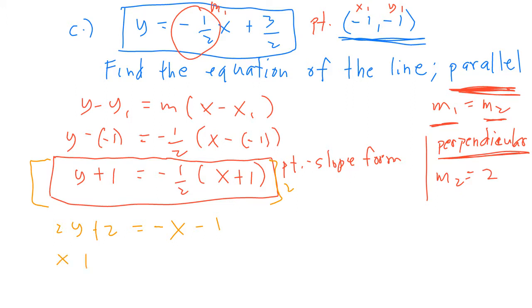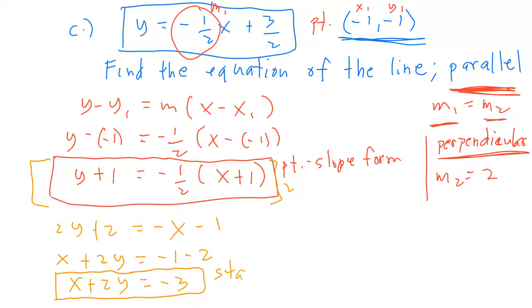In standard form, the x and y should be on the same side of the equation, and then my constant should be on the right side. So plus 2 should be moved to the right side, becomes a negative 2. So x plus 2y is equal to negative 3. So this is in standard form.